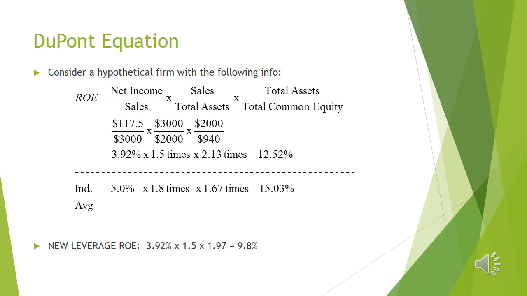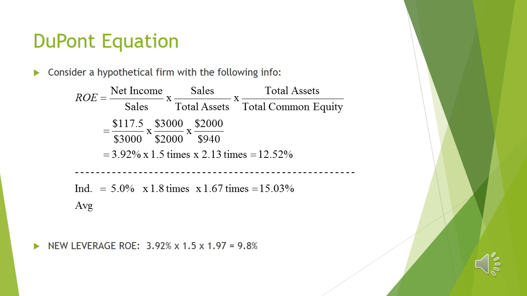Now, whether you calculate the return on equity using the DuPont equation or just by using net income divided by total common equity, the answer you get should be the same. So you might ask, what is the point of going through all of these steps required to implement the DuPont equation to find the return on equity? And the answer is that the DuPont equation helps us to see why the corporation's return on equity is only 12.5% versus the 15% or 15.03% for the industry that it operates in.